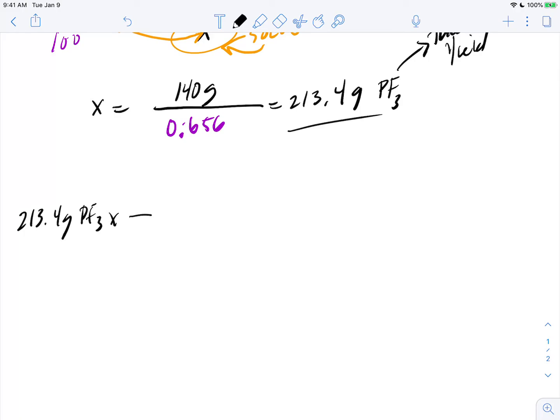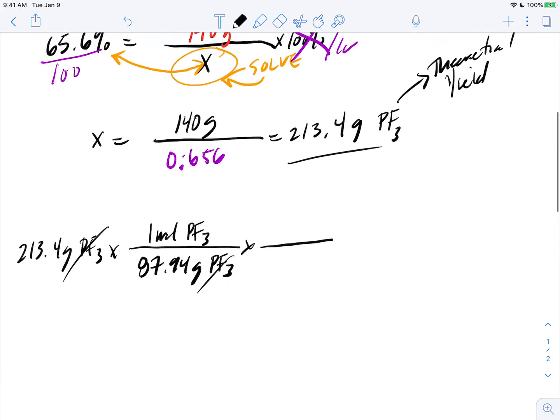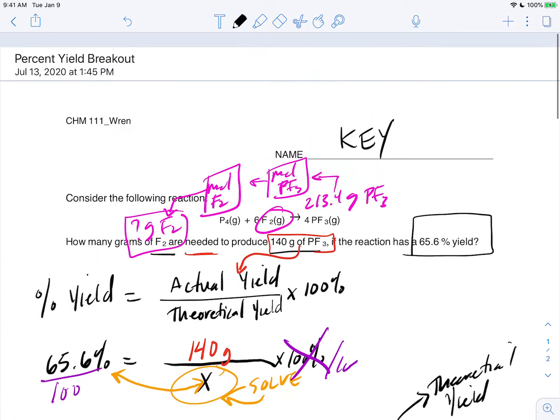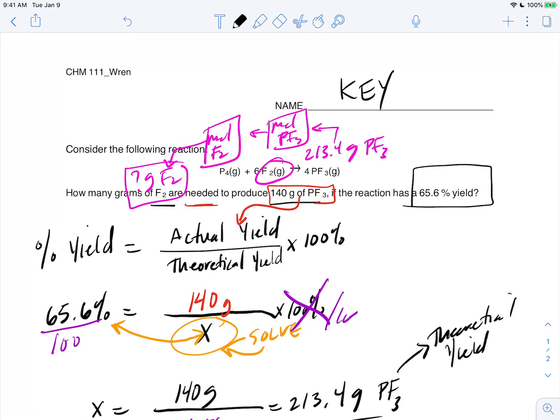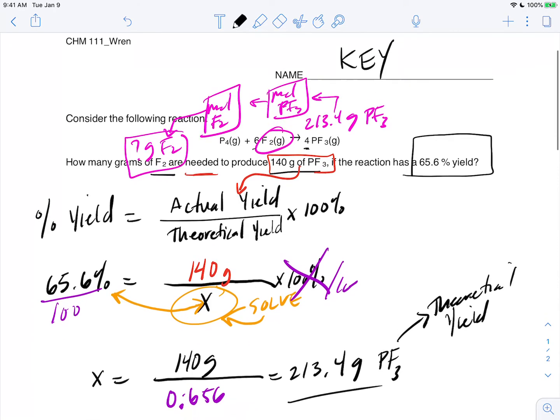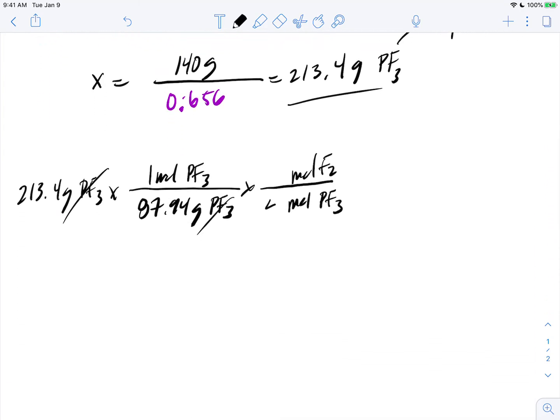Now I should know how much PF3 weighs. Its mass is 87.94 grams of PF3 in 1 mole PF3. Grams PF3 cancel. So now you have moles PF3, and now we're going to look at the mole ratio. So I'm just going to write out the moles first. Moles PF3 and moles of F2 is what we want. And we look here, and we see that we have 4 PF3 for 6 F2.